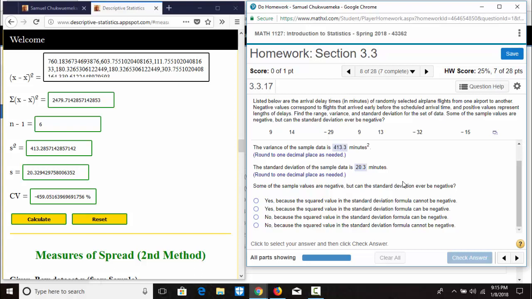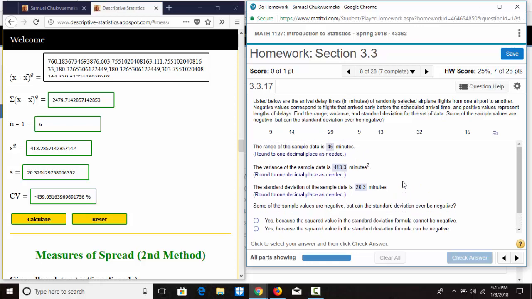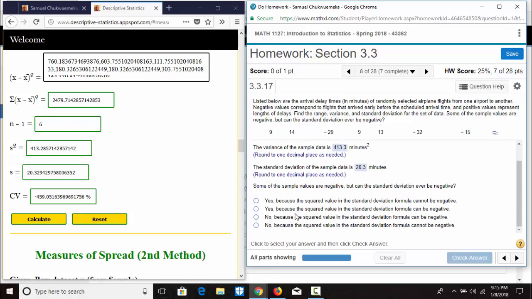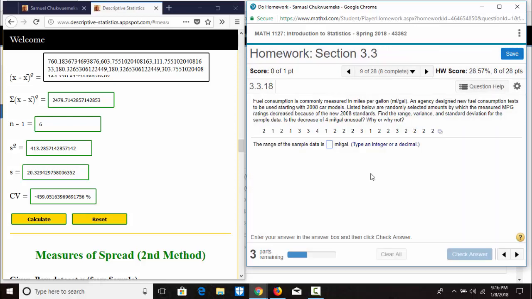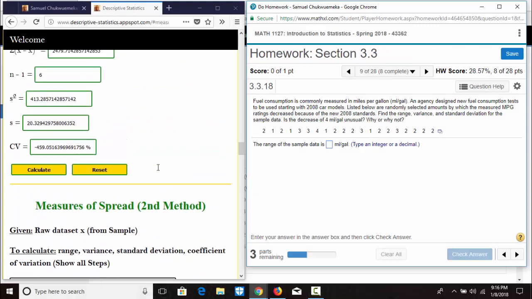Some of the sample values are negative, but can the standard deviation ever be negative? No. Okay, the standard deviation can never be negative. So you eliminate A and B. Now look at C. No, because the squared value in the standard deviation formula cannot be negative. Squared is always positive. That's the answer. And you can do this with the second method if you want to.